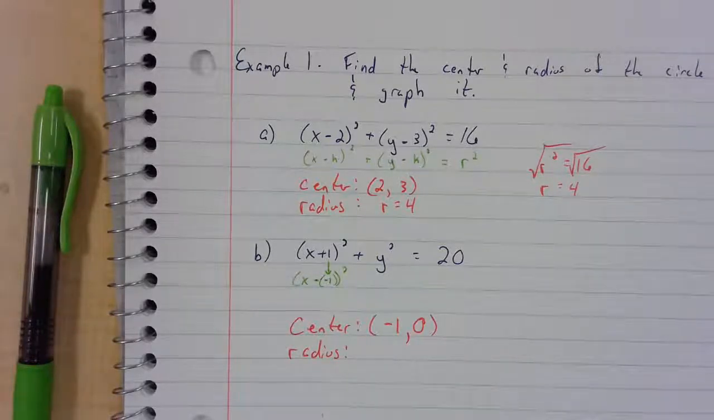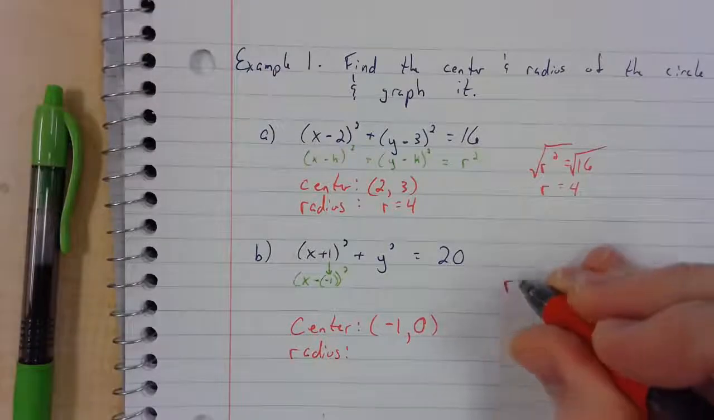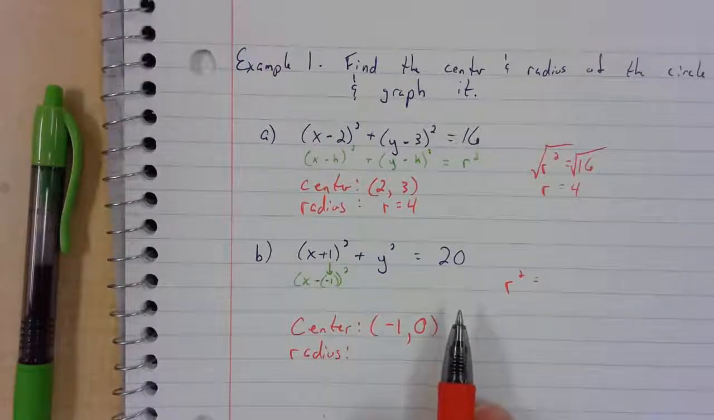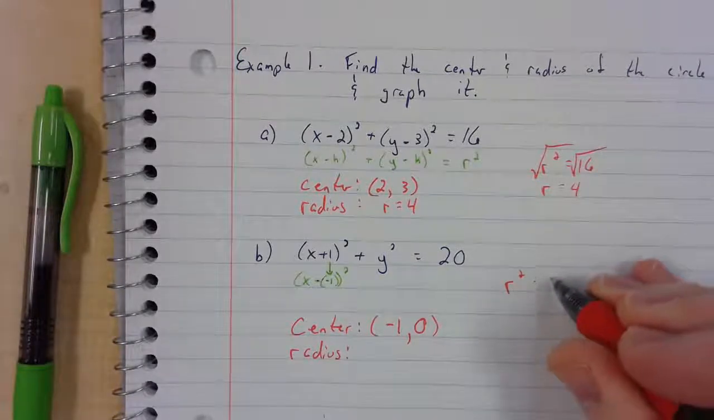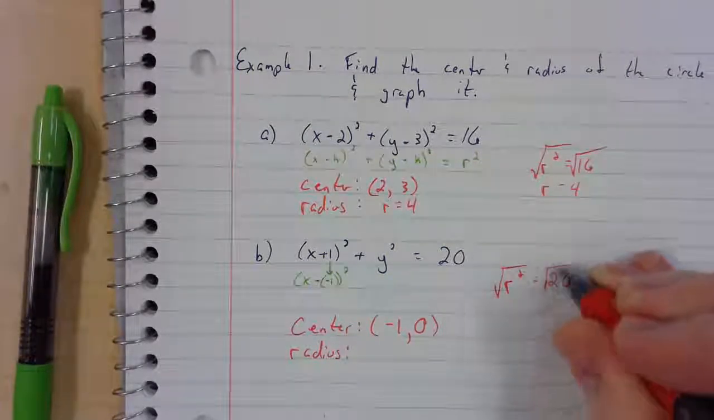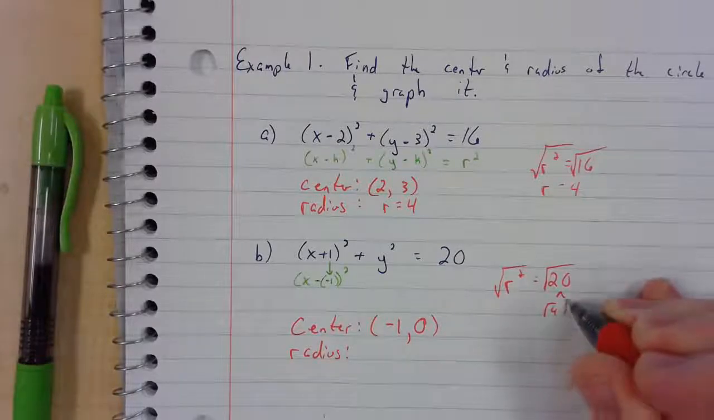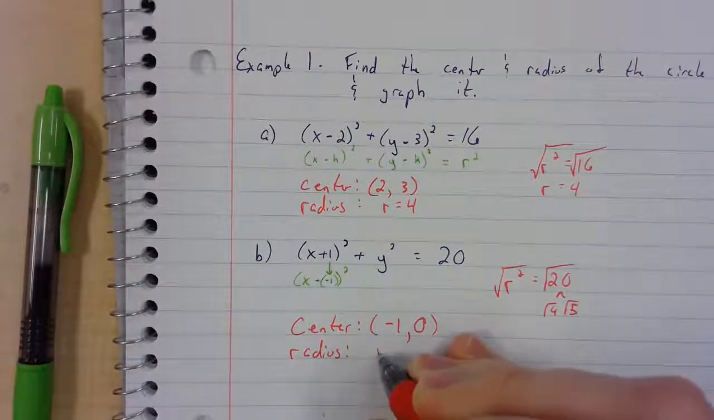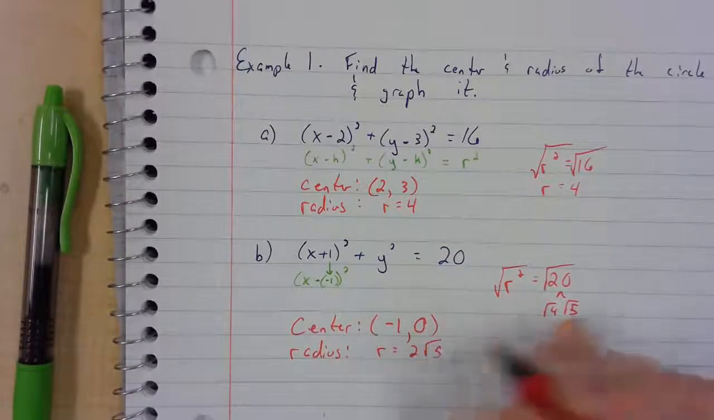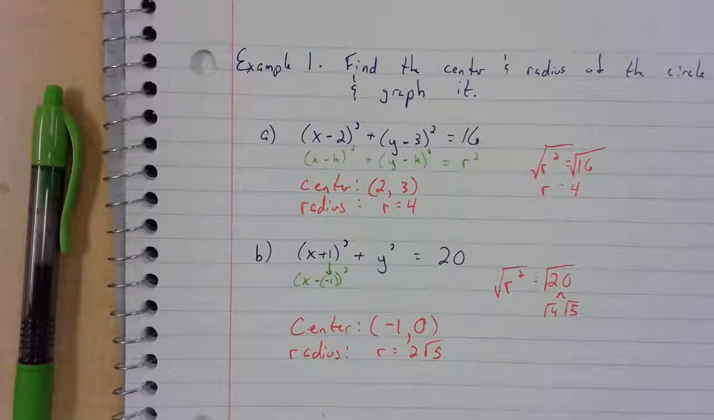So what does r squared equal in this case? It equals 20. R squared equals 20. Very good. I'll take the square root of each side. You're right. It breaks down to root 4, root 5. So I know what r equals: 2 root 5. All right. Good. So there's the center. There's the radius. Any questions?